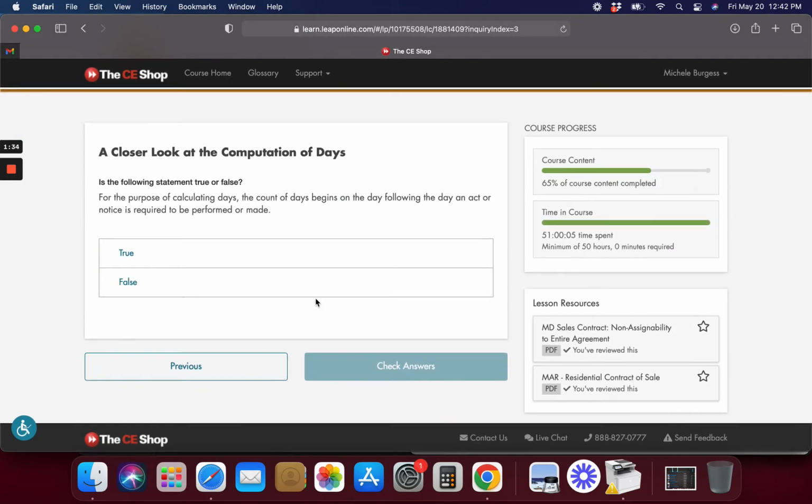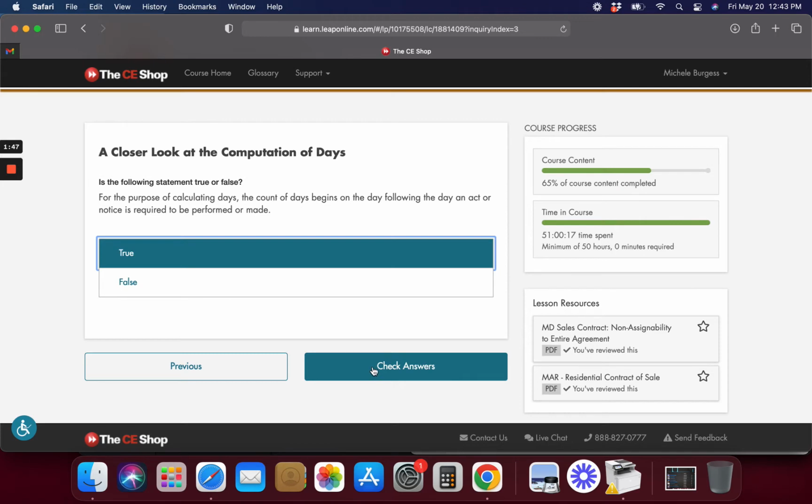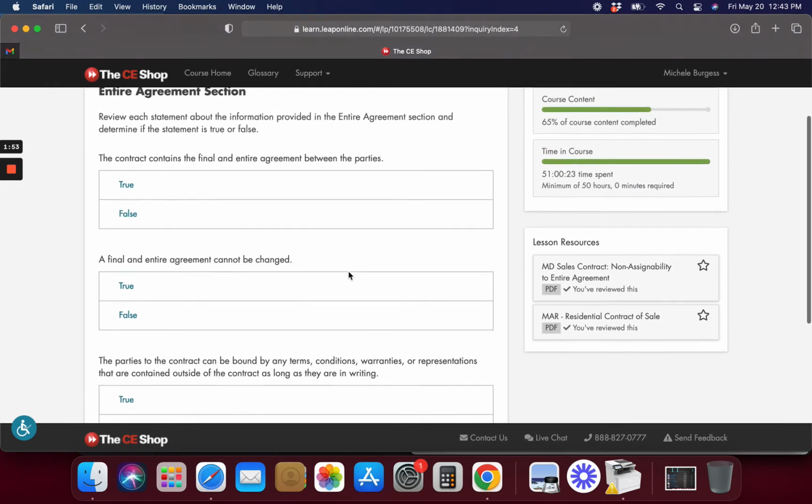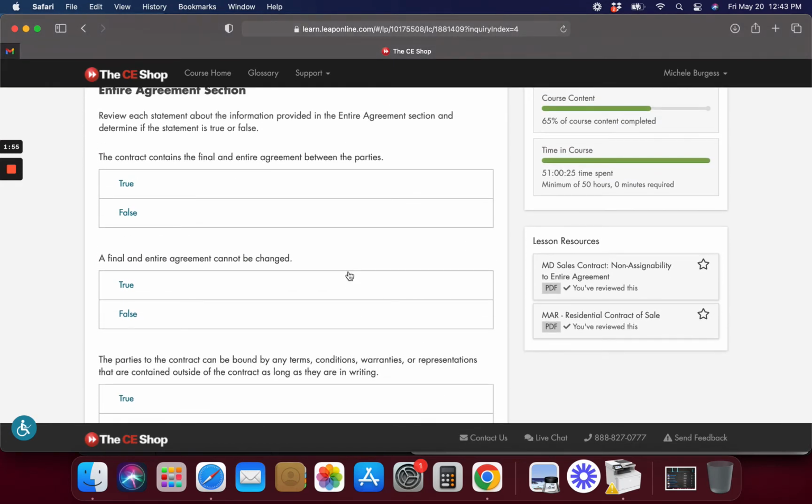For the purposes of calculating days, the count of days begins on the day following the day of notice required to the performance being made. Any references to time in the contract assume the Eastern time zone. And this is because we're on the East Coast. Whatever coast you're in, your state is what the time zone is.